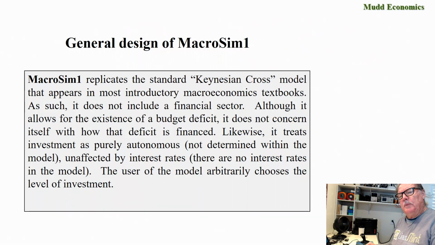It treats investment as purely autonomous, which means it's determined from outside of the model. It's unaffected by interest rates. There are no interest rates in the model. And so the user of the model arbitrarily chooses the level of investment. And one of the primary purposes of this model is to explain the concept of the multiplier, which it does reasonably well. Now let's take a look at the variables in the model.